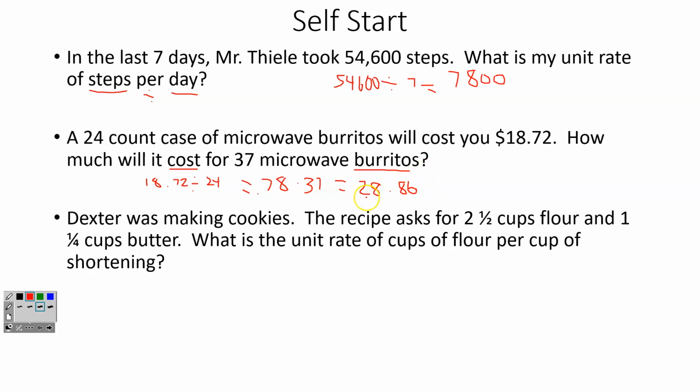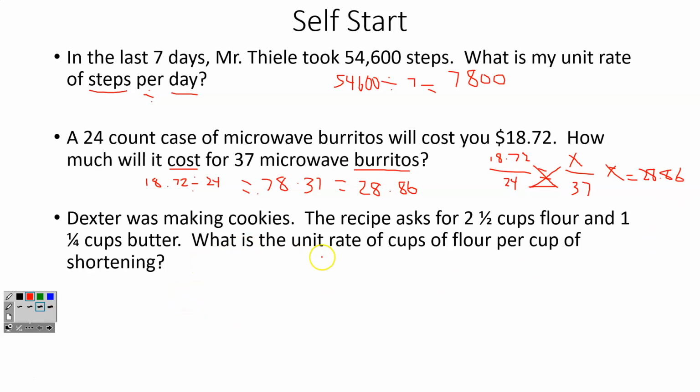The other way you could set this up is as a ratio. You could have done 18.72 divided by 24. So it was this much for this many. And I put my x because we don't know the cost over 37. So I would do this times this, so multiply numbers that are diagonal. And then I would divide by this to get x. So x would equal the same price, $28.86.